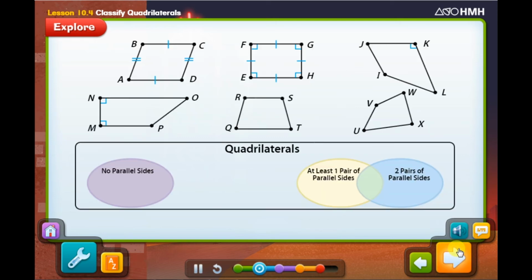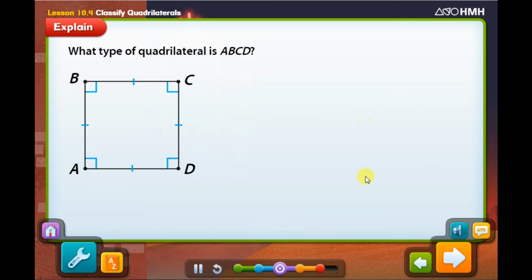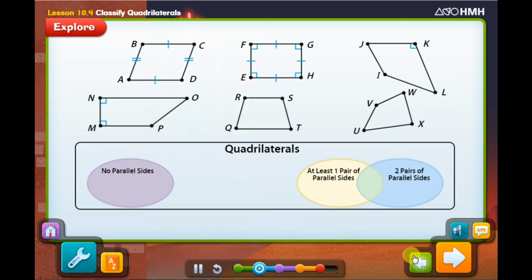Let's use a Venn diagram to sort quadrilaterals. Which of the quadrilaterals appear to have no parallel sides at all? What type of quadrilateral is ABCD? Let's use a Venn diagram to sort quadrilaterals. Okay. Which of the quadrilaterals appear to have no parallel sides at all?